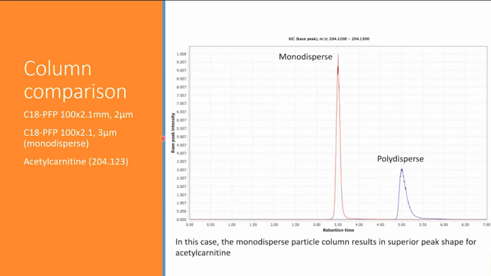The next example is looking at acetylcarnitine, and this really highlights the improved peak shape between the polydispersed particle versus monodisperse. And note that in this case, we have an earlier elution of acetylcarnitine versus the classic polydispersed column, but the improved peak shape increases our intensity because instead of getting peak broadening, which would reduce our sensitivity, we get this tight peak that allows us to be much more sensitive for measurement of acetylcarnitine.